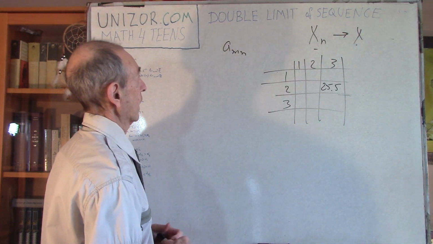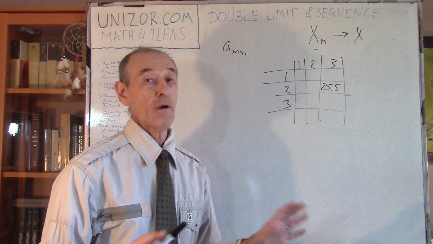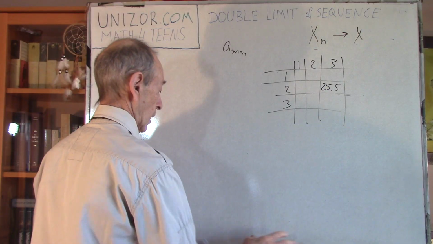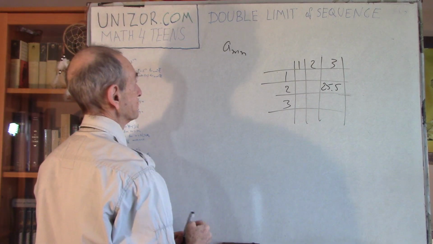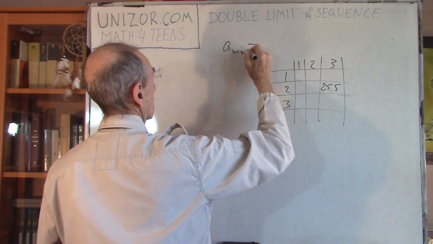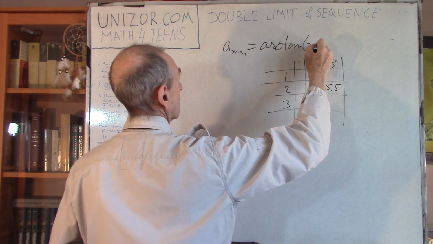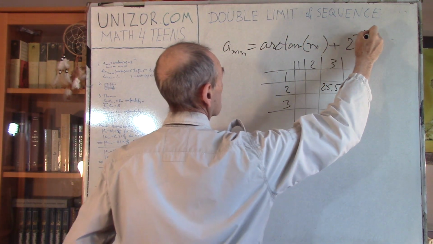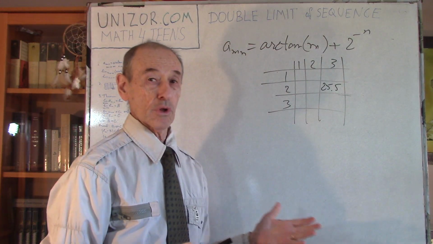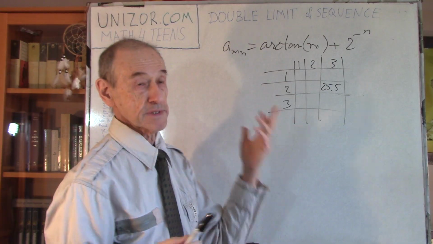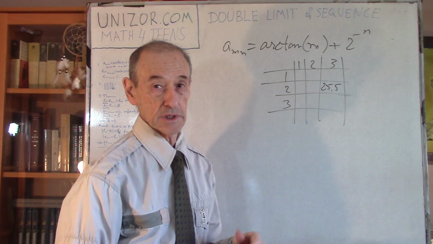So let's go back to our problem. Let me give you an example, a purely artificial example. Let's talk about the following: arctangent of m plus 2 minus n. We have to know how this particular double sequence behaves when both indices go to infinity.